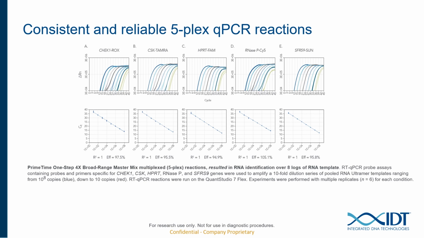In the middle and right panels, the CSK, HPRT, RNase P, and SFRS9 are the primer probe sets, and TAMRA, FAM, Sci-Fi, and SUN are the identification dyes in the multiplexed reaction. Like on the left, the amplification plots and standard curve graph show the master mix is performing as expected.